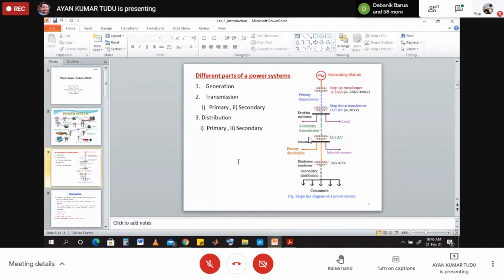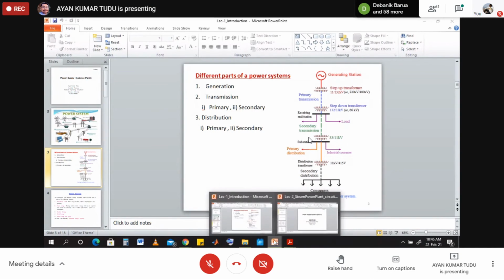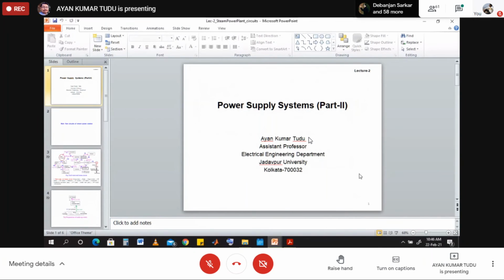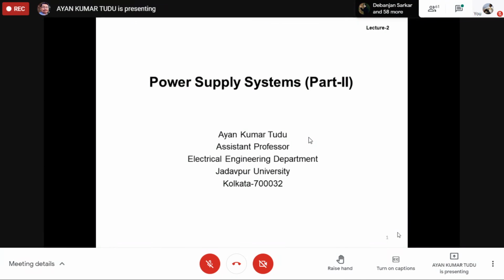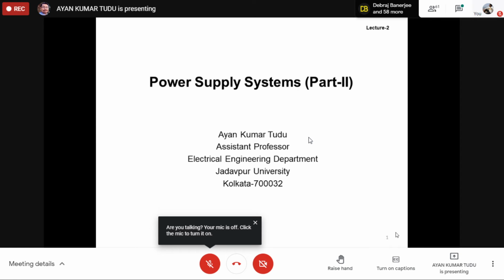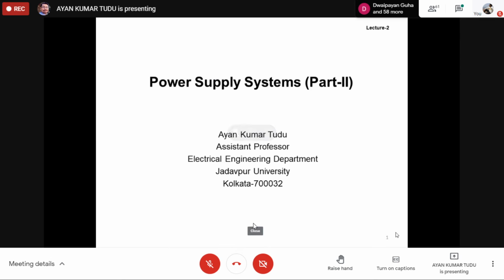Okay. Now let's go to our main part, that is, the flow circuits in steam power plants. In this part we'll be talking about the various flow circuits of our steam power plant. In a steam power plant there are many types of flow circuits: coal and ash circuit, air and gas circuit, feed water and steam flow circuit, and cooling water circuit.